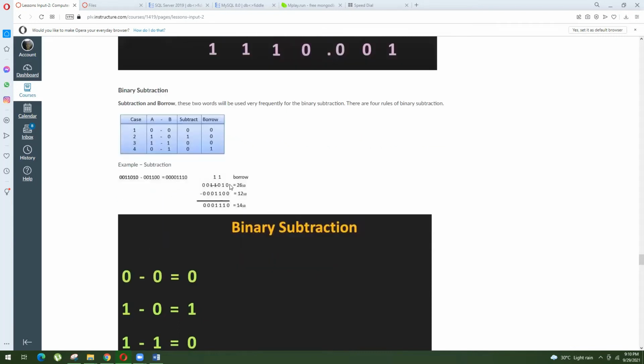So for example here, 0 minus 0 is 0, 1 minus 0 is 1, 0 minus 1 is what? 0 minus 1 is 0, borrow 1. So we need to borrow, that becomes 1, it becomes 0. 0 minus 1, borrow 1 again, this becomes 1, this becomes 0, 0 minus 0 is 0, 0 minus 0 is 0, 0 minus 0 is 0.